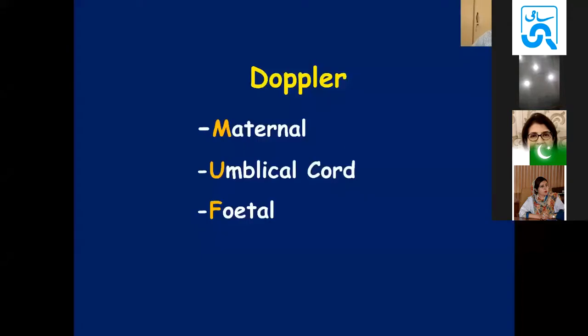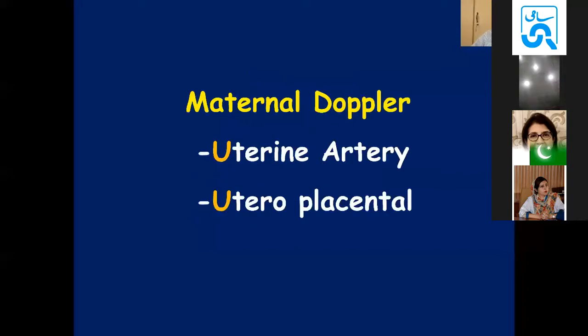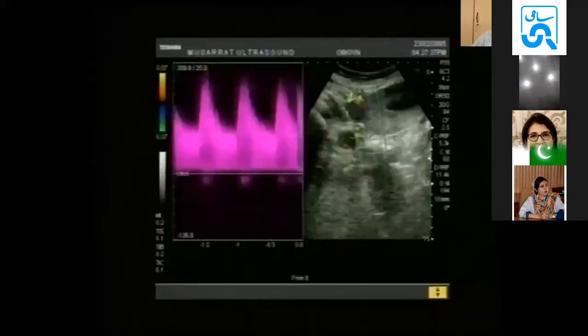Now, when we do Doppler, we are concerned with maternal Doppler, umbilical cord Doppler, and fetal Doppler. So let's see what we have in maternal Doppler. What includes maternal Doppler? We do the uterine artery Doppler, which is a part of the maternal, and we take the uteroplacental because it's a part of the uterine and placenta, so we take uteroplacental flow as a part of the maternal Doppler. So we do the uterine artery, and we see this spectrum.